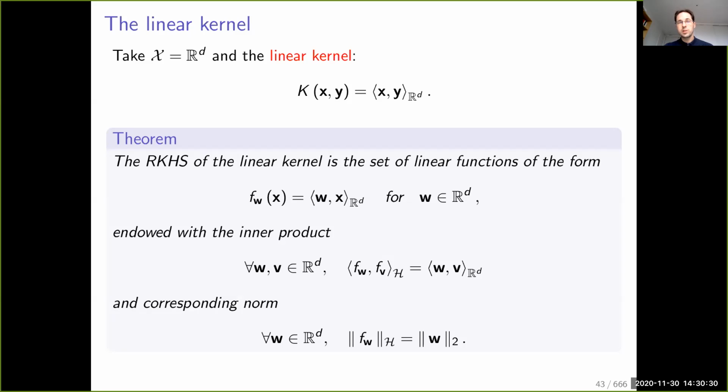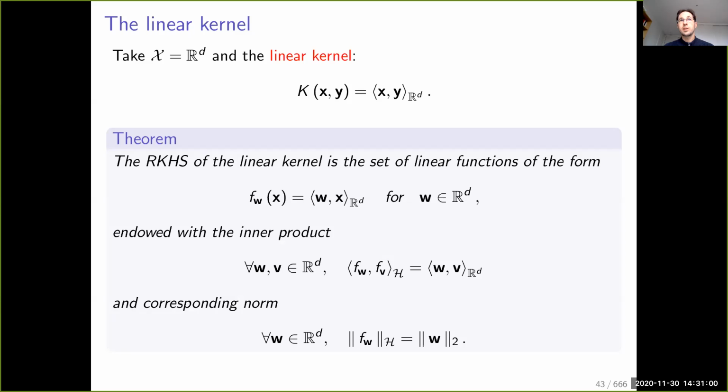This is the one which is related to what we call the linear kernel, which is simply the Euclidean inner product in R^D. So as you may anticipate, the RKHS of the linear kernel is in fact the space of linear functions. You will see that the definition is quite related to the classical definition of duality that you may see in linear algebra classes. So let us first state the theorem.